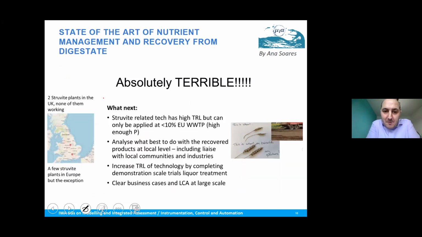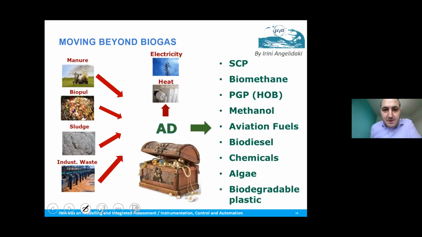Unfortunately, the current panorama is not very promising. She discussed the 2 plants of struvite in the UK, none of them working. There are also only a few struvite plants in Europe, which are the exception. And unfortunately, the potential of struvite recovery, even if the technology is ready at high TRL, can be applied to only less than 10% of the wastewater treatment plants. She analyzed the need to find the best option to recover the product at a local level, and to have a very clear business case and LCA at large scale in order to improve this panorama.